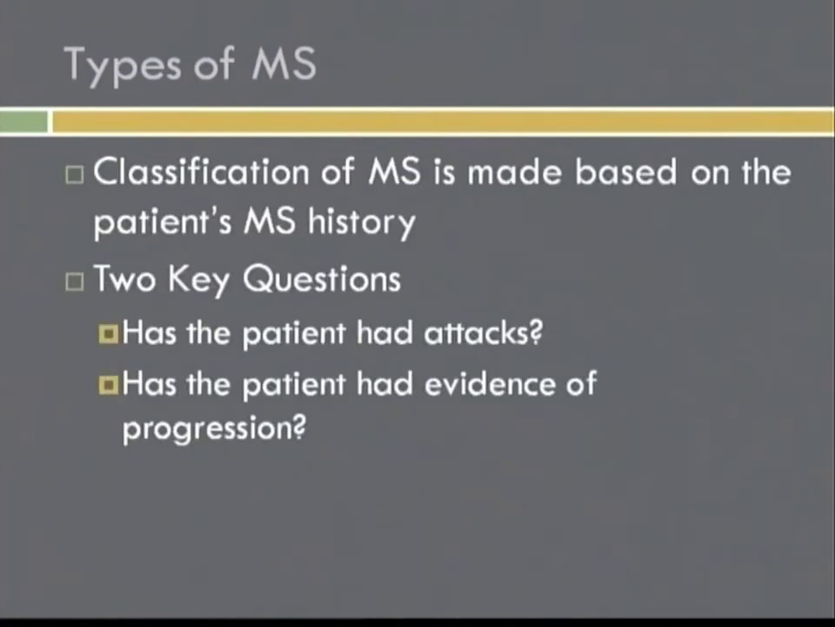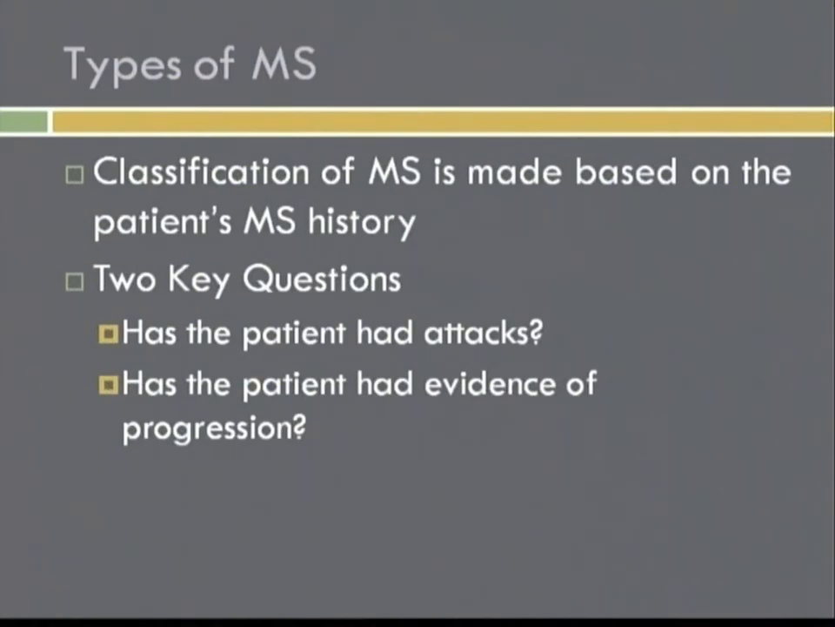And then we have on the continuum the criteria, the MS that has met the criteria for diagnosis. So we had the RIS, the CIS, and now we'll talk about multiple sclerosis. So there's 4 different categories of multiple sclerosis, and it's important to understand that the way that we decide what type of MS a patient has is by what they tell us. So it's really just made on the MS patient's history.